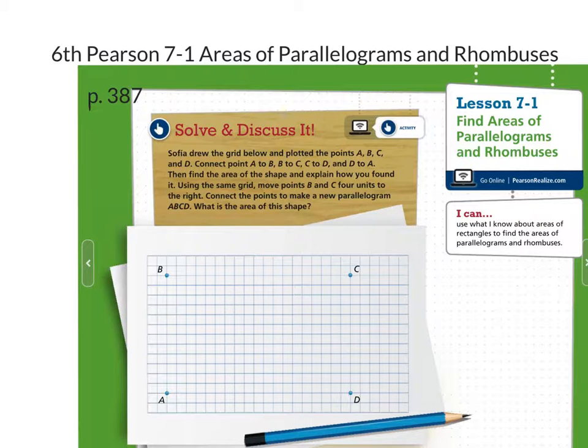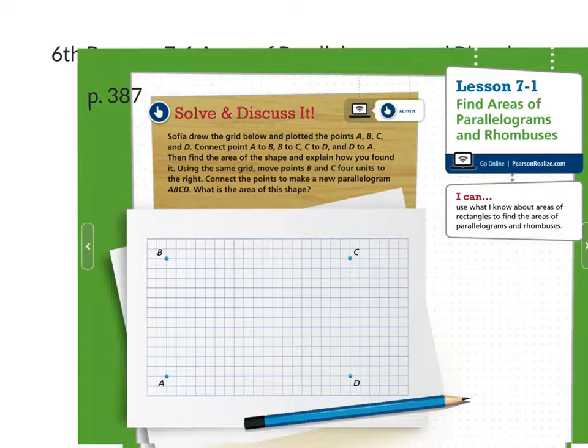Connect the points A to B, B to C, C to D, and D to A. Then find the area of the shape and explain how you found it. Using the same grid, move.